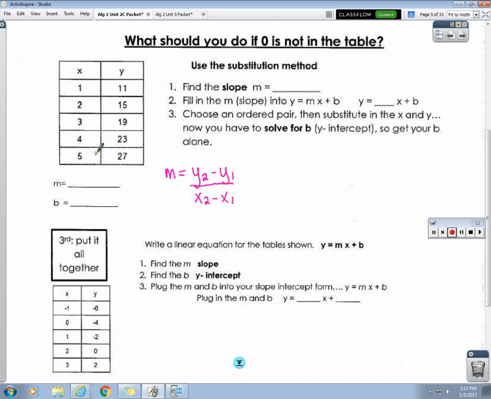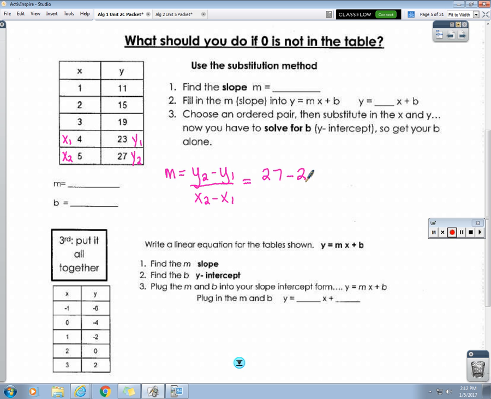Okay, so if we're going to use these bottom 2 points, this is my first x value, this is my first y value. This is my second x value, and this is my second y value. See how now I've given each of those 4 numbers a unique name, and I know where to plug them in the formula? So what goes in the y2 place?